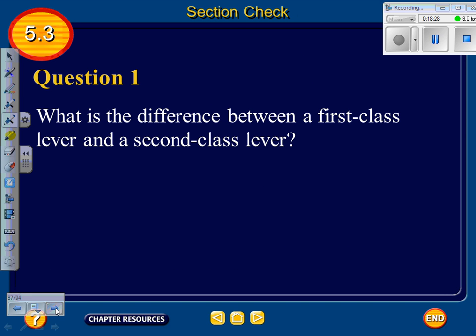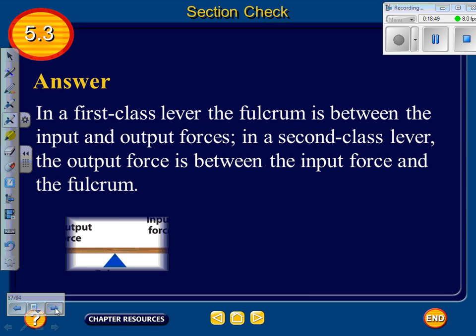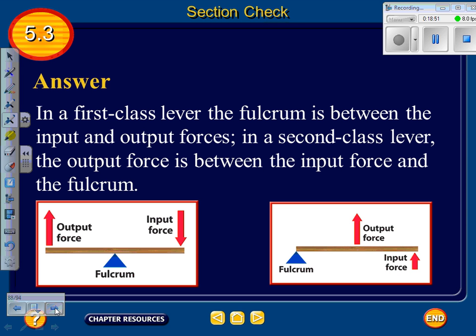And that will conclude the lecture for section 3 of chapter 5. Again, when you listen to the lecture, don't forget to go back into your My Big Campus account and complete the online review. Question 1 asks, what's the difference between a first class and a second class lever? The answer is the placement of the fulcrum.